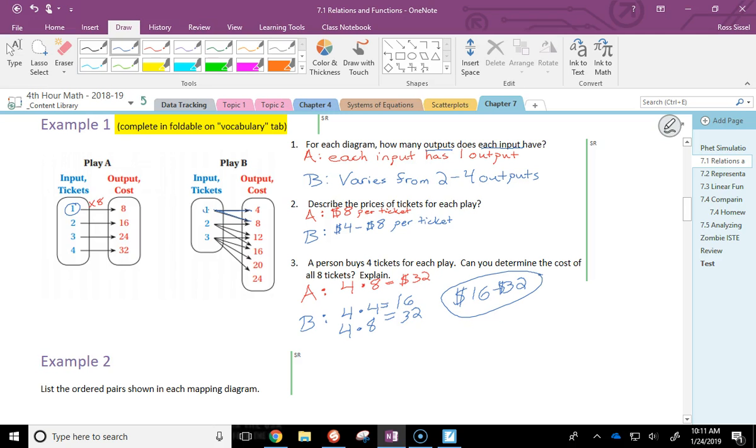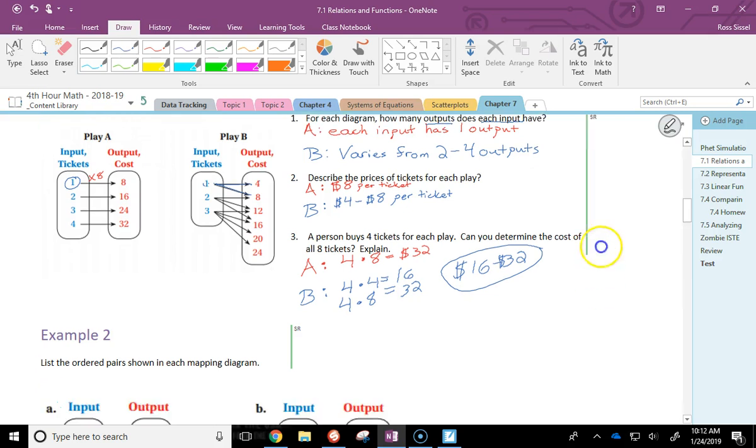to $32. I know it's going to be that because the lowest price for him on B is 4, the highest price is 8. So can I tell you, if Evan said, hey, I went to play B and I bought 4 tickets, do I know how much he spent? No. Not exact. I have a little range, but I don't have the exact answer.